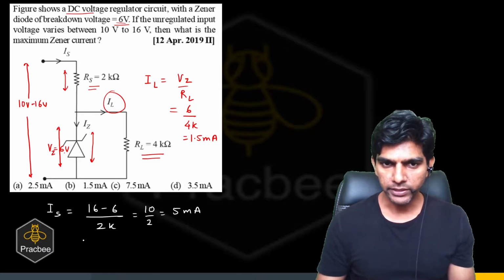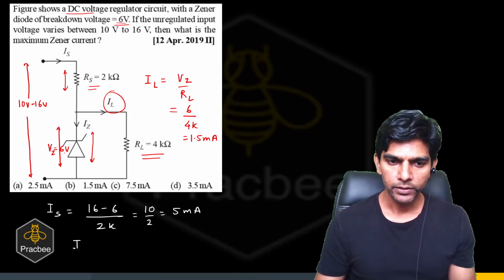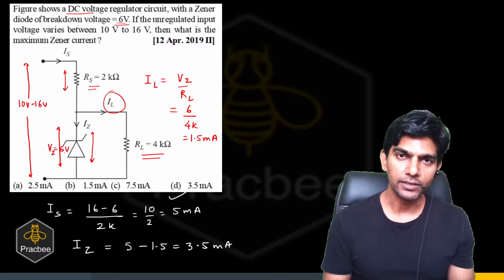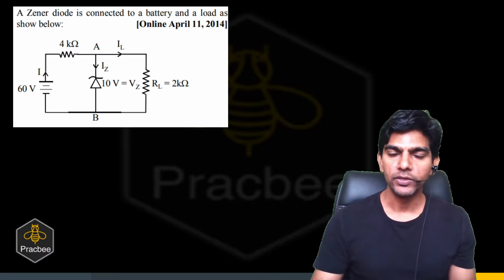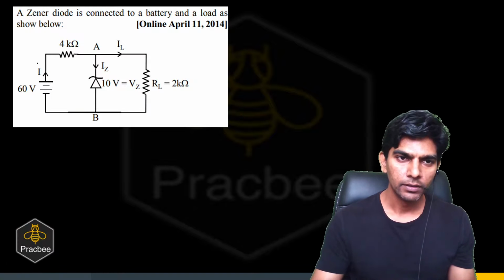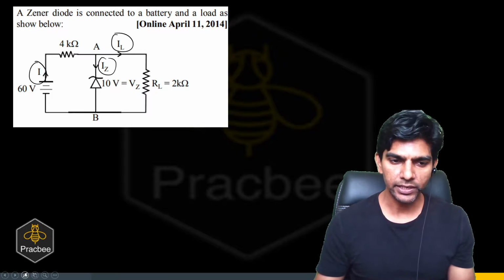So it will be 5 milliampere. Now we know the input current and we know the load current. So the Zener current will be the difference of these two currents. So 5 minus 1.5 comes out to be 3.5 milliampere. So option D is the right answer. Now let us see one more illustration. In this question, we have to find the input current, the load current and the Zener current. Again, it is quite similar to the last question.